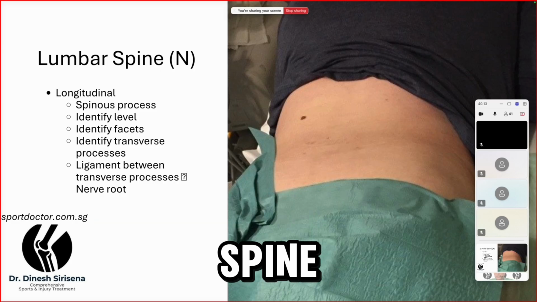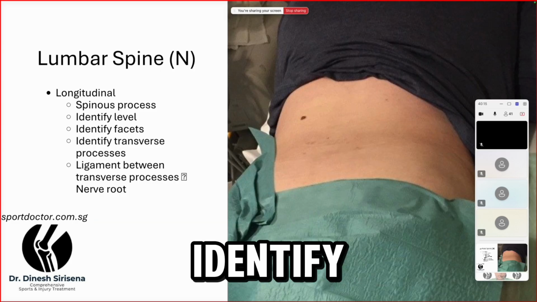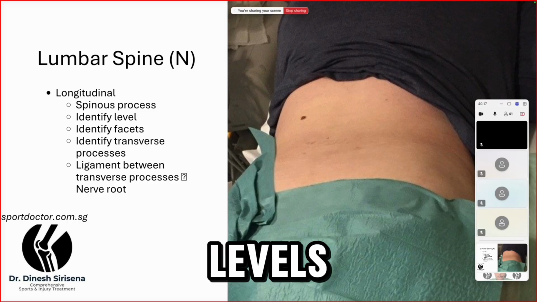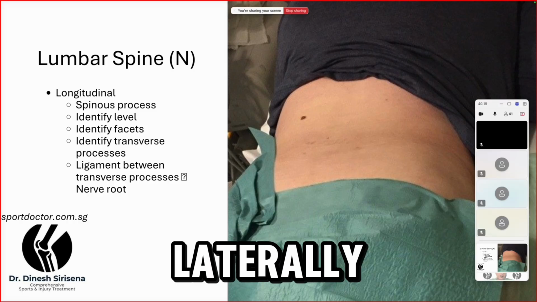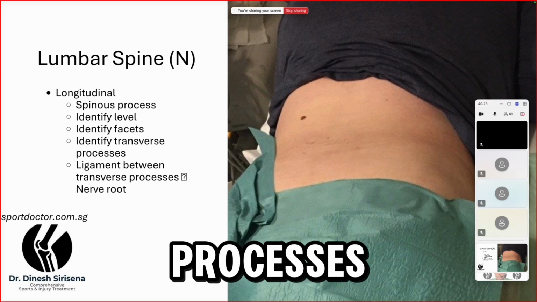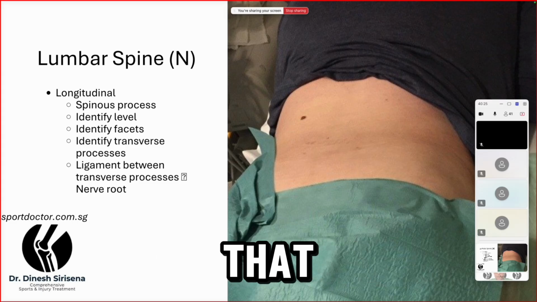In terms of the lumbar spine, again, it's important to identify the spinous process, identify the levels. You can move laterally to have a look at the facet joints. You can see the transverse processes, and you can even see some of the ligaments that are sitting in between.